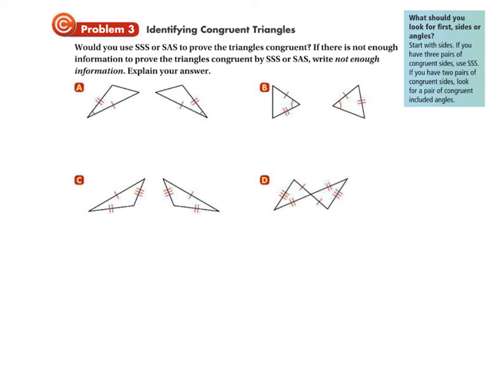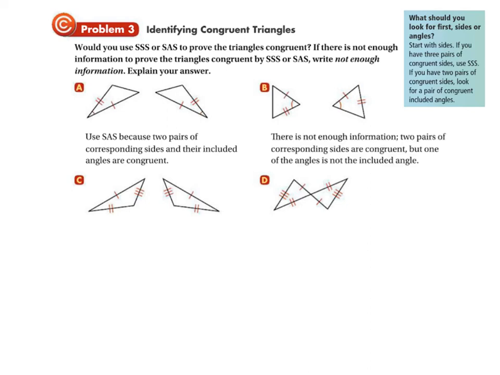Okay, so let's look at the first one, this one right here. By the information given, you can see that you have two congruent sides and then an included angle, so you can use side, angle, side. For this one, you have two congruent sides, but notice this one is the included angle, but this one is not. You have these angles congruent, but this one is not in the right position, included between the two sides that you know. So what we would say there is not enough information. One of the angles is not the included angle.